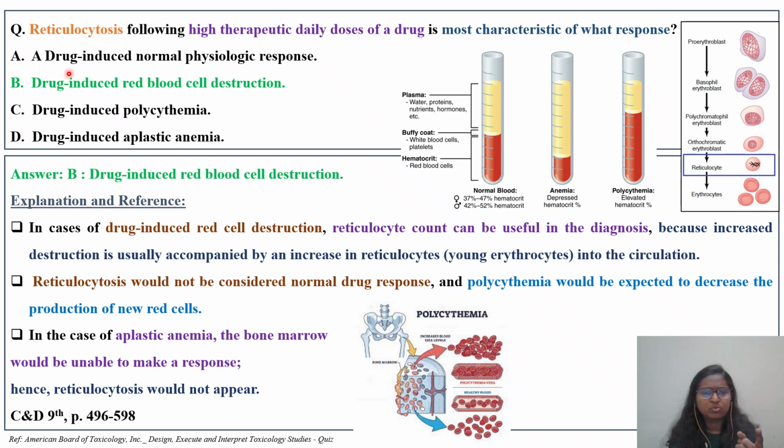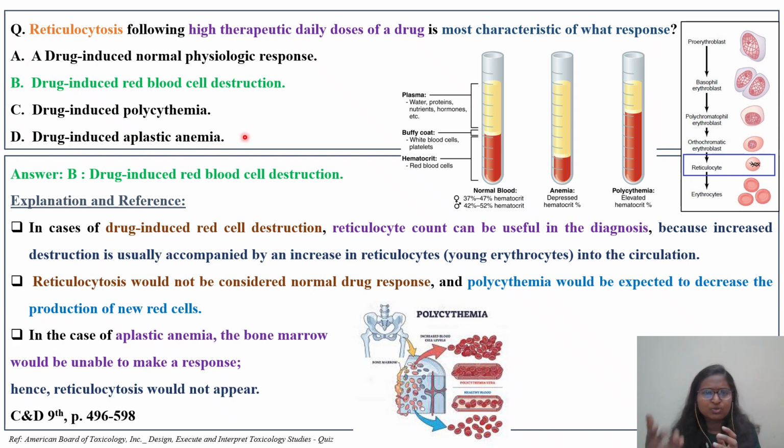So let's see what options we have. Option A, drug-induced normal physiologic response. Option B is drug-induced red blood cell destruction. Option C is drug-induced polycythemia. And option D is drug-induced aplastic anemia.